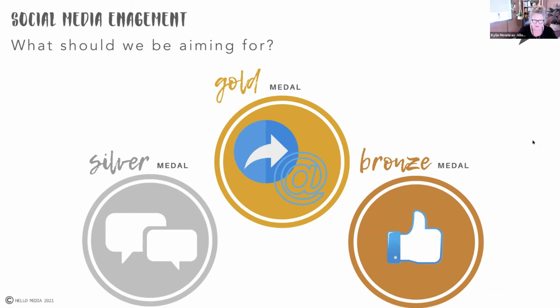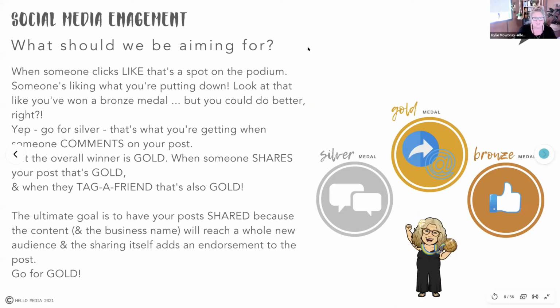So remember the Olympic medal analogy. Bronze, you get a like; silver, you get a comment; and gold, you're getting a share or a tag. So it's really a good direction to head and a good way to think about what you need to be aiming for when it comes to social media engagement. So I've done a little thing over here. If you want to take a screenshot of that, you're welcome to. On the left-hand side, it explains what to do when you're aiming for those medals. So we've got, again, the bronze for the like, the silver for the comment, or the gold if they're sharing it out or tagging a friend in there. So that's truly winning. And of course, we want to aim for gold.